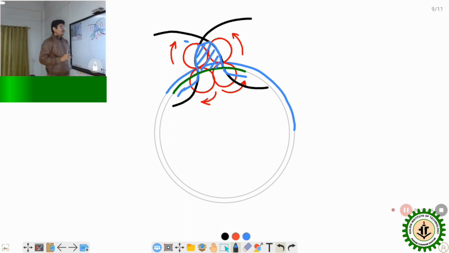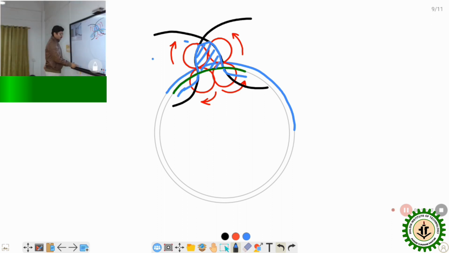A cycloidal tooth profile basically consists of four curves: two epicycloids on the top of the pitch circle and two hypocycloids at the bottom of the pitch circle. So in that way we can generate the cycloidal tooth profile.